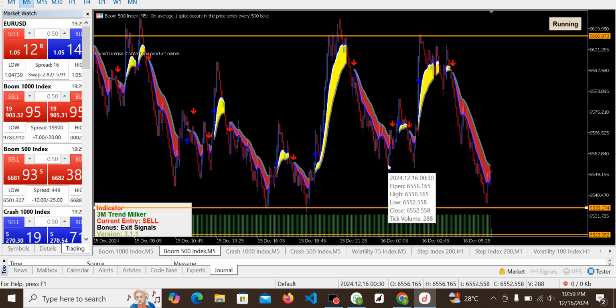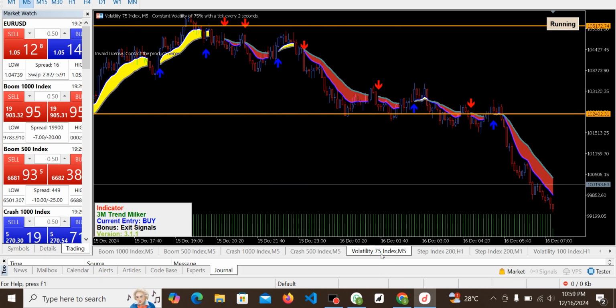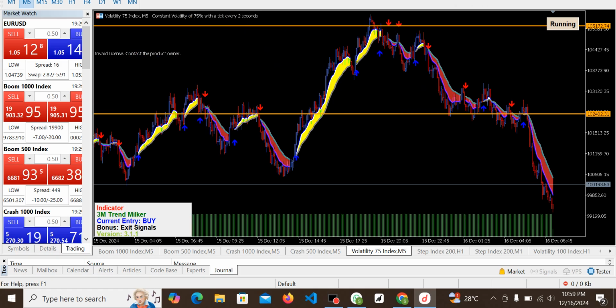I will just monitor the activities, most especially on volatility 75. I usually do it a lot on volatility 75. If I get a buy signal around there, I will buy throughout to the end of the trend. Then this is 5 minute time frame.